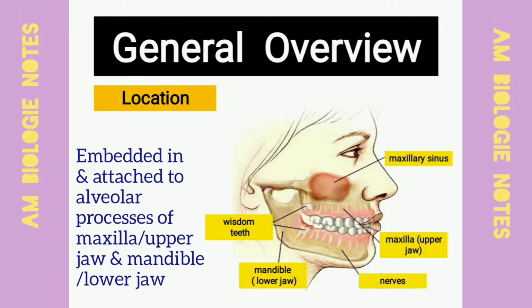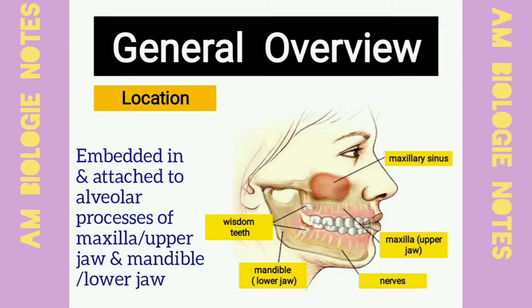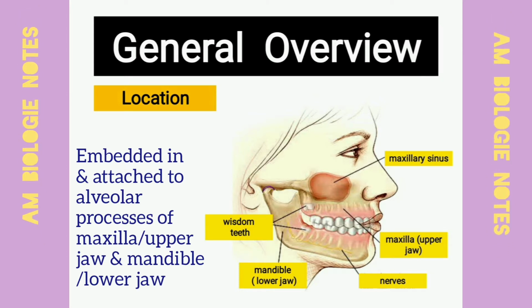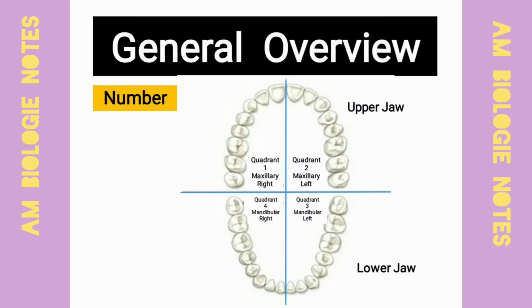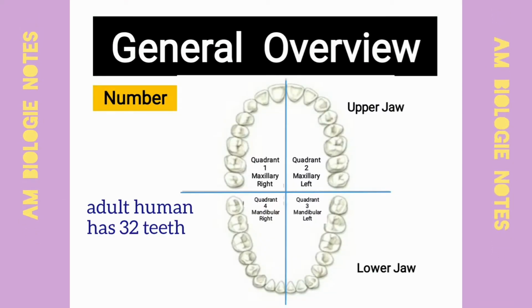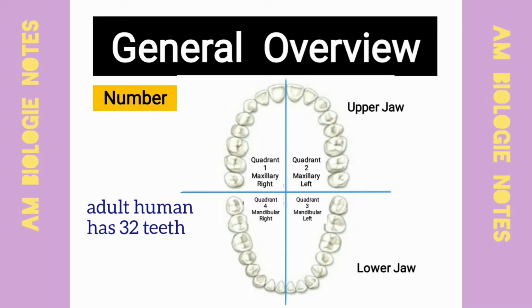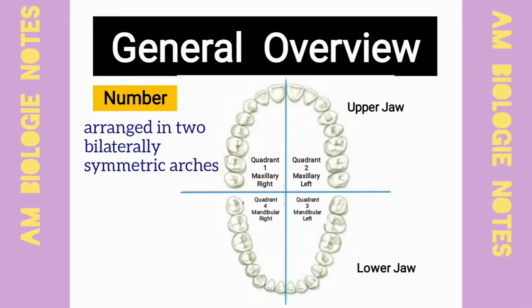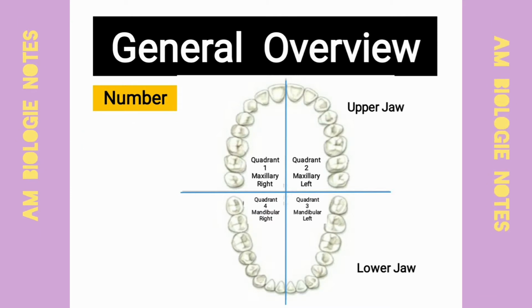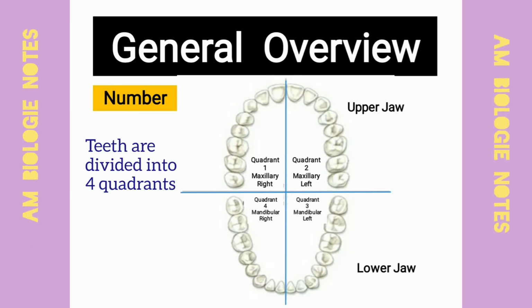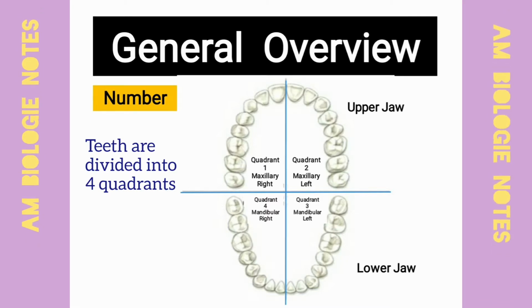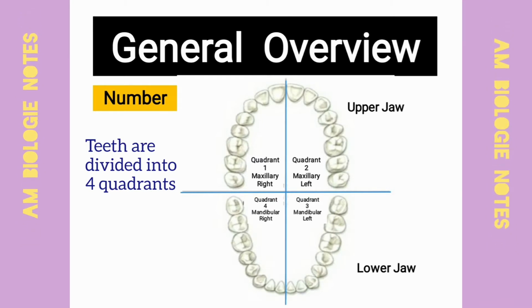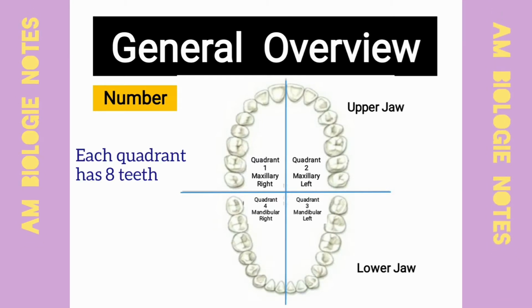From the figure, it is clear to us that teeth are embedded in and attached to the alveolar processes of the maxilla or upper jaw and mandible or lower jaw. In the adult human, there are normally 32 permanent teeth. Teeth are arranged in two bilaterally symmetric arches. For our better understanding, I have divided the teeth into four quadrants: Quadrant 1, 2, 3, and 4. In each quadrant, there are 8 teeth.